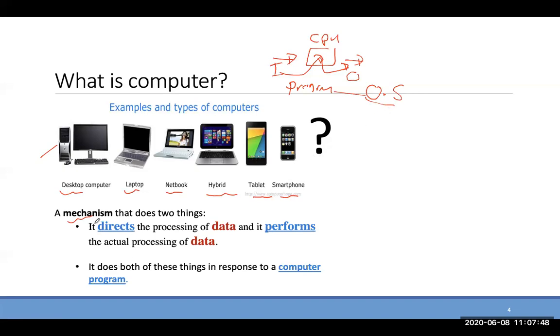So we need to understand what a computer is. The computer is a mechanism that takes an input, processes it, and produces an output. It doesn't matter. And that happens all with the help of what?